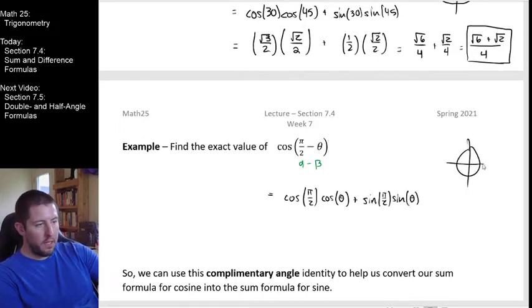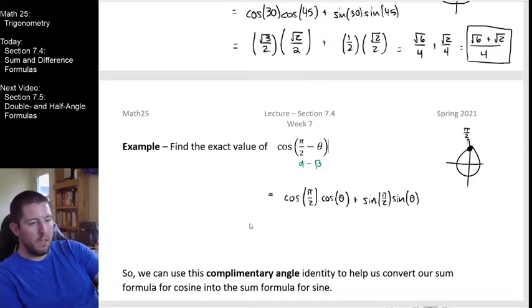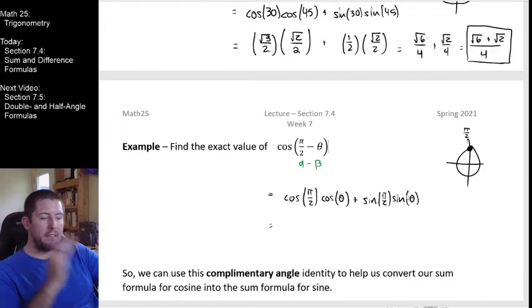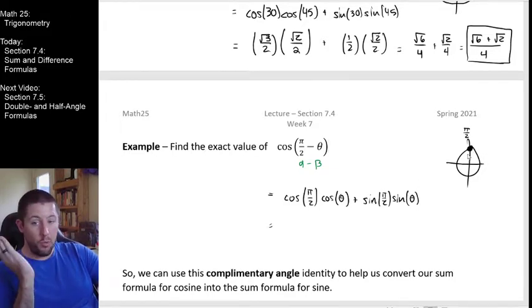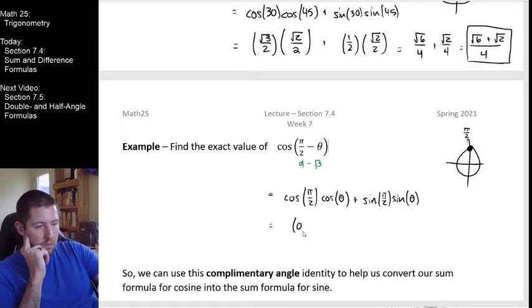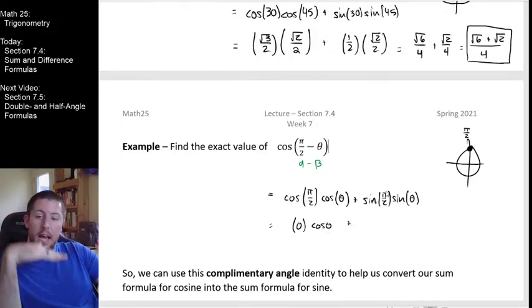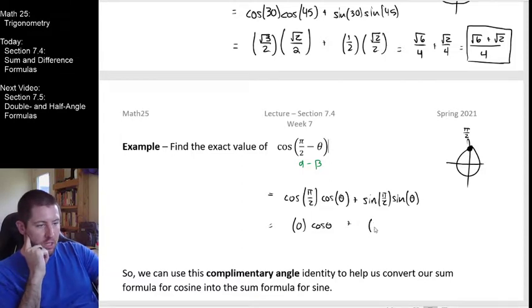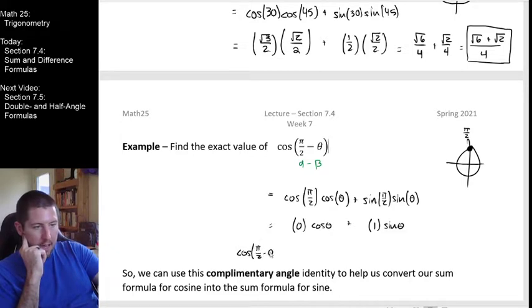Our only angle of interest that we got to talk about here is pi halves. I can see that the cosine of pi halves is the x value associated with that point, which is 0. The sine value is the height associated with that point on the unit circle, which is 1. This is just 0 because it's 0 times the number. This is just sine. It seems to me that cosine of pi halves minus theta is just straight up sine theta.